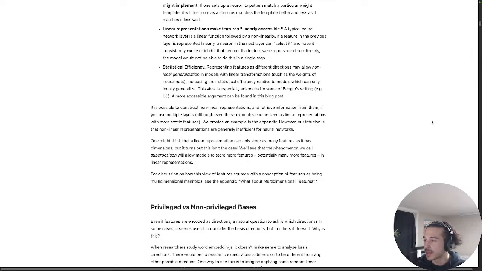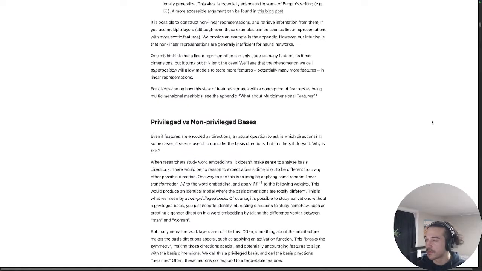One might think that a linear representation can only store as many features as it has dimensions, but it turns out this isn't the case. We'll see that the phenomenon we call superposition will allow models to store more features, potentially many more features, in linear representations. For discussion on how this view of features squares with the conception of features as being multidimensional manifolds, see the appendix, What About Multidimensional Features?